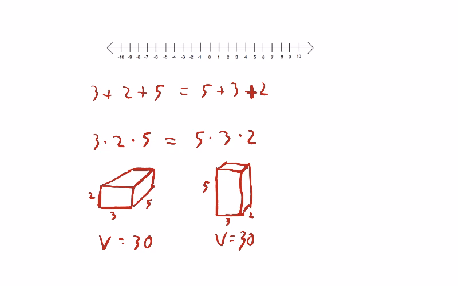In fact, we could take the first box, and if we rotate it up on its end, we could have a picture of the second box using exactly the same box. So they're going to have exactly the same volume. So multiplying in a different order does not give us a different volume.